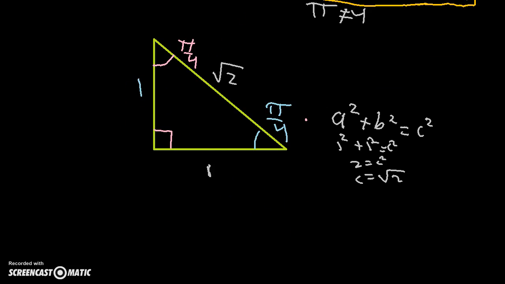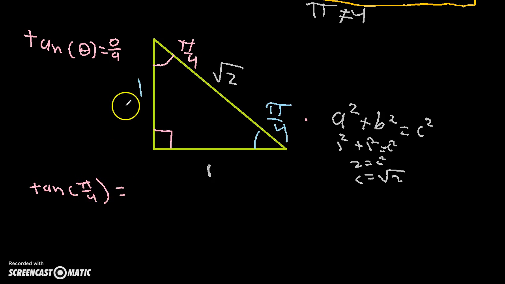So now let's do a bit of trigonometry. The tangent of angle theta is equal to the opposite side to theta divided by the adjacent side to theta. So let's do it for pi over 4. The tangent of pi over 4 is just equal to the opposite side, 1, divided by the adjacent side, 1. So that's just going to be equal to 1.